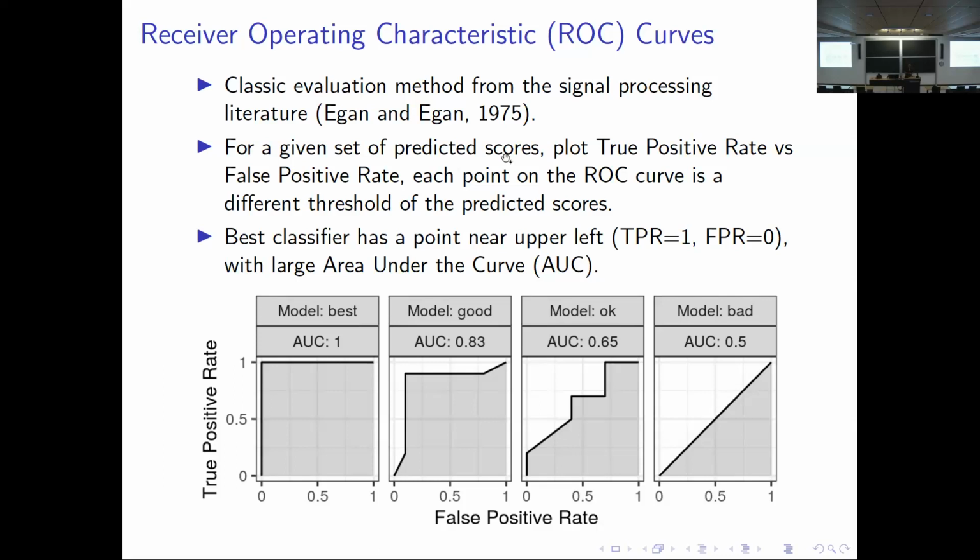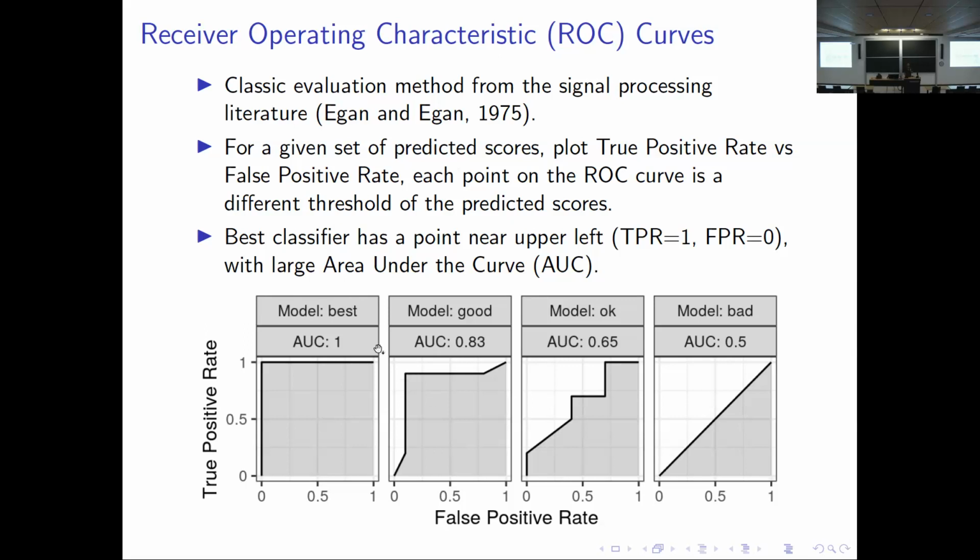So what it is: for a given set of predicted scores, we plot the true positive rate versus the false positive rate. And so each point on the ROC curve is a different threshold of the predicted scores. So when you take a look at these 4 different potential ROC curves that you might be able to observe with different classifiers, each time we're plotting the true positive rate versus the false positive rate.